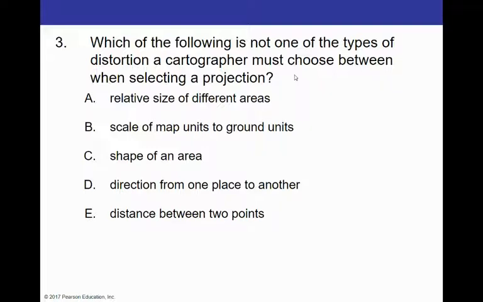So looking at our answer choices: relative size, scale, shape, direction from one place to another, and then distance. The one that is not one of the 4 is scale. Scale is different on every single map, and it doesn't distort the map at all. It's just the units we use to measure on maps. So it is not a distortion. Scale is not a distortion.